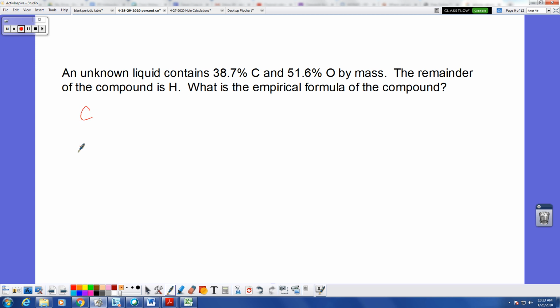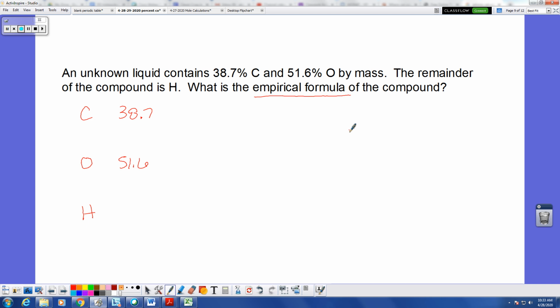So we will start with carbon. An unknown liquid contains 38.7% carbon and 51.6% oxygen by mass. The remainder of the compound is hydrogen. What is the empirical formula? Okay, well, it didn't tell us the percentage of hydrogen. How can we find that?